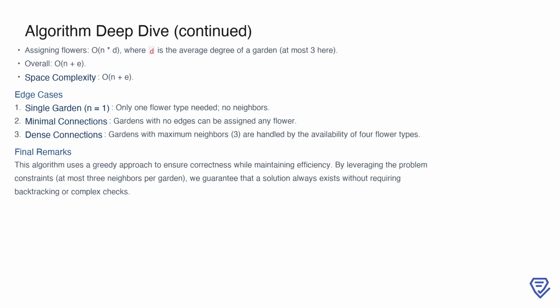Edge cases include scenarios like a single garden, which requires only one flower type, or gardens with no connections, which can be assigned any flower freely. Even in dense graphs where each garden has the maximum number of neighbors, the algorithm ensures a valid assignment due to the availability of 4 flower types. This greedy approach efficiently leverages the problem's constraints to guarantee a solution, making it both simple and robust.